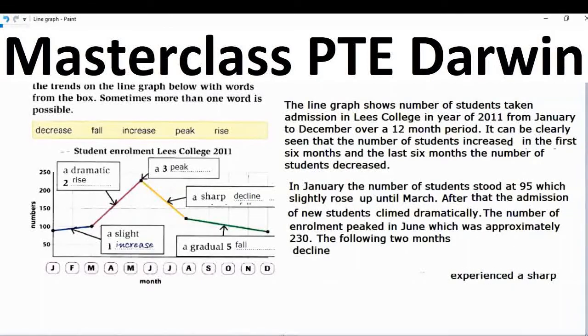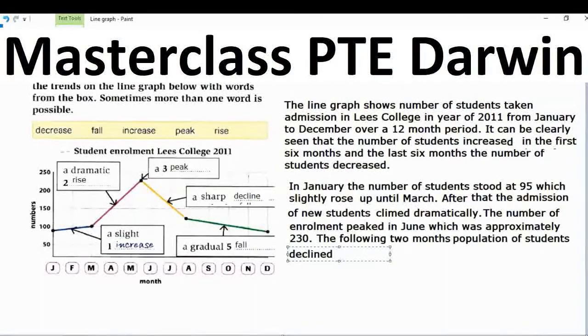Can use here months. So any number that we can say population. So the next 2 months, population of students, or student population, here we can use declined. Population declined. Now it is the verb, and to modify the verb, we need an adverb: declined sharply. But we have used sharply somewhere. No, we have used dramatically there. Okay, so now we can use sharply.